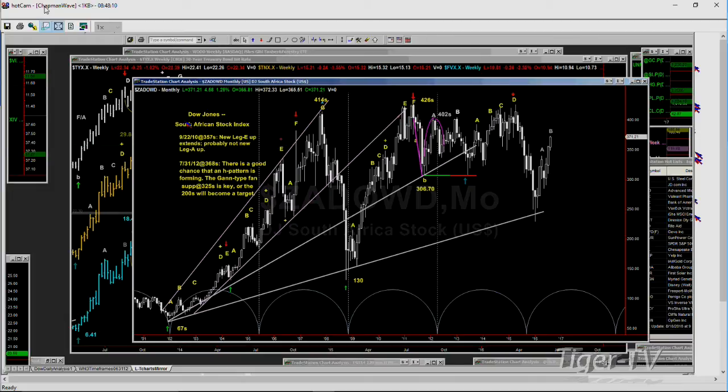I wanted to show the South African stock market, because of gold. This is the Dow Jones South African stock market. These are not the actual numbers. It's pretty much the shape of the pattern that you'd be looking at, but it is not the actual price. This is at 371. I don't know what the South African index is trading at right now, but this is the pattern. And it's had a huge leg A and a leg B after pulling back very sharply.